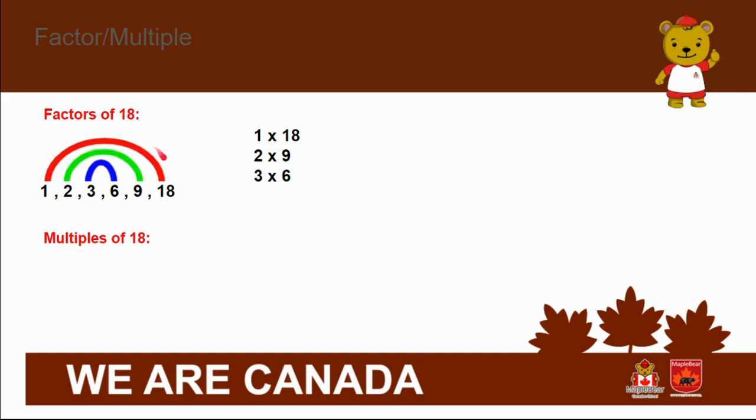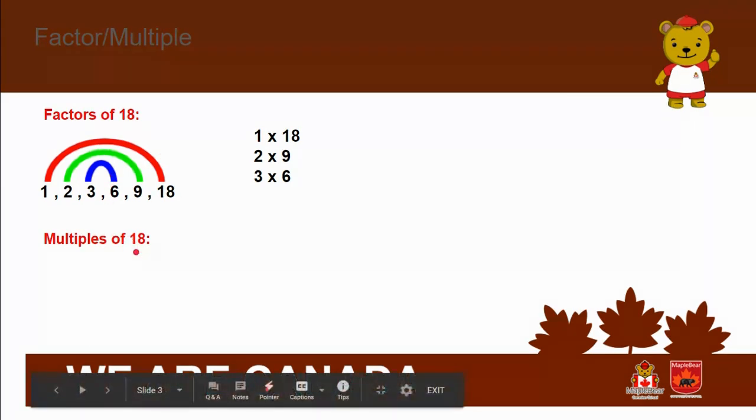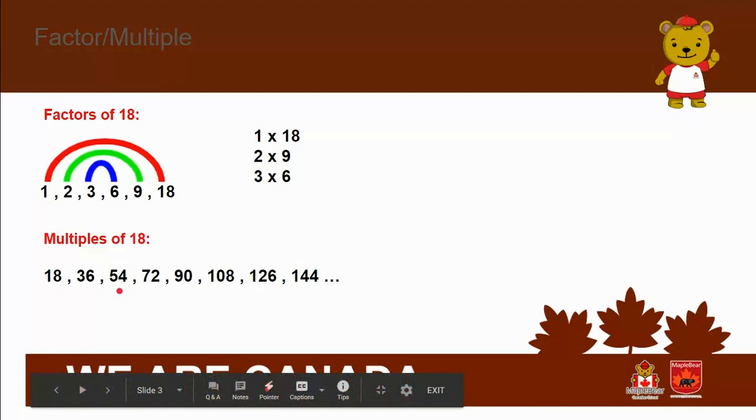Okay? So what about the multiples of a number? The multiples of a number is nothing more than the times table of the number. So what are going to be the multiples of 18? The multiples of 18 are going to start from 18 times 1. So the multiples of 18 are 18 times 1, then 18 times 2, then 18 times 3, then 18 times 4. Okay, it's nothing more than the times table of a number.